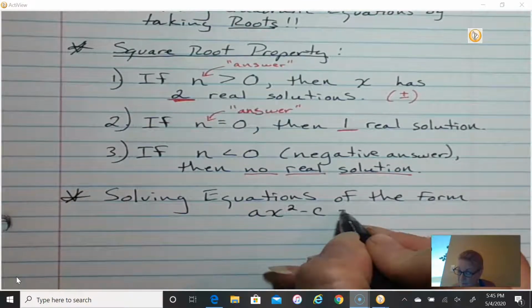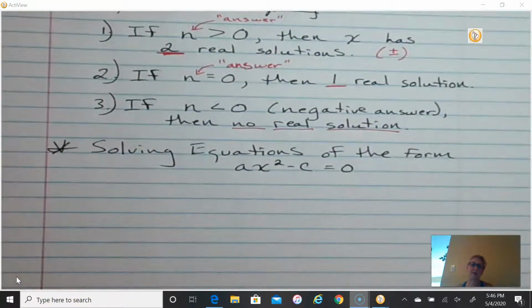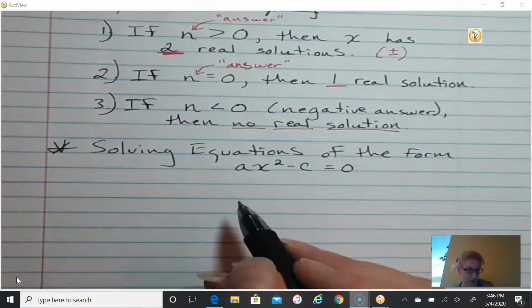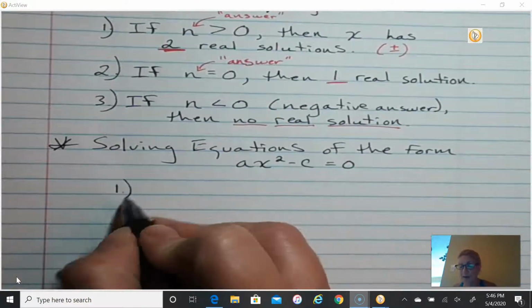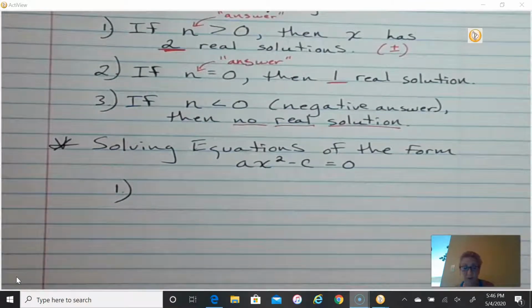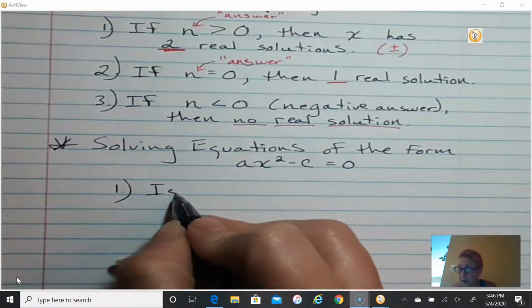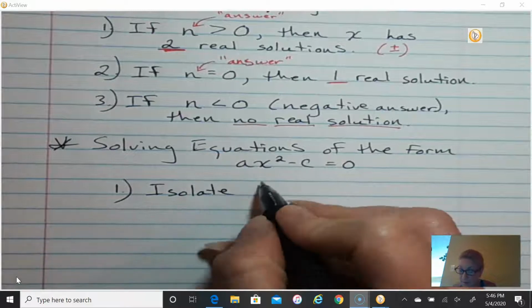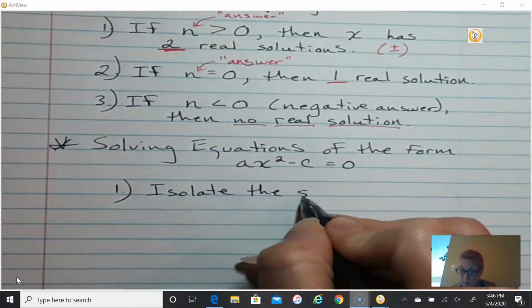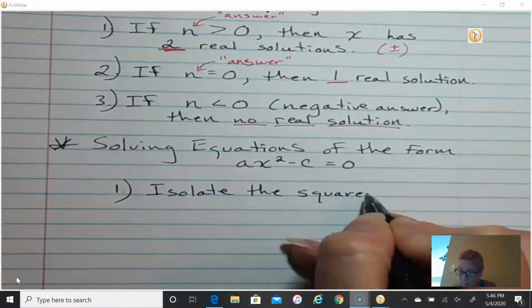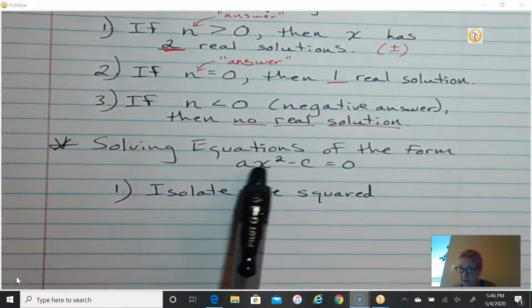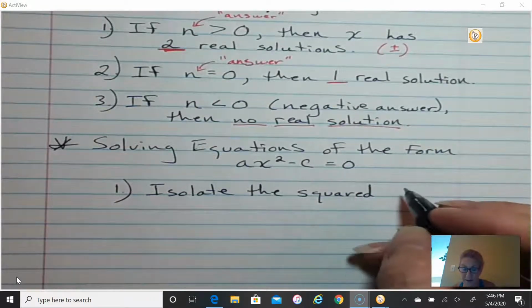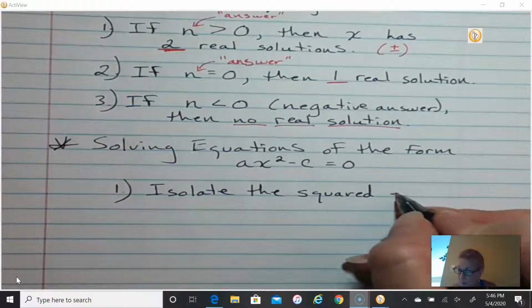Okay, solving equations of the form ax squared minus c equals 0. Blah, blah, blah. That's not even really all that important, but you got to know it. So step 1, when solving what we're doing today, you need to isolate the squared, which is this part right here. So you're going to isolate the squared expression.